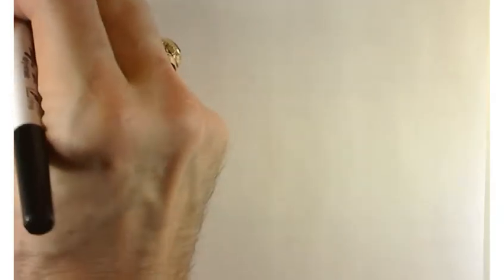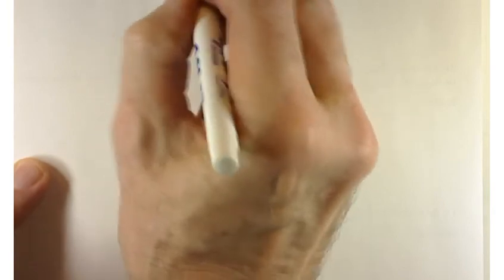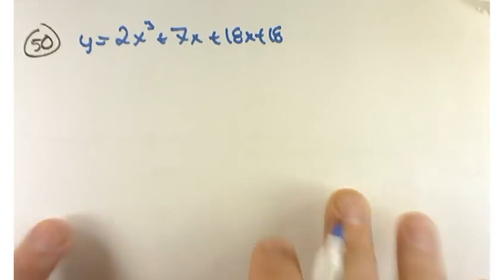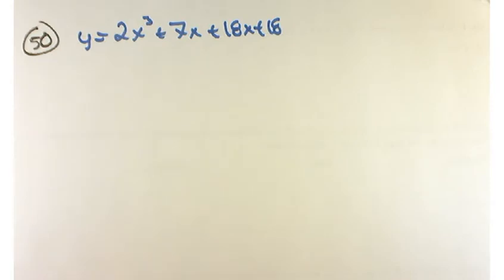Problem number 50. Problem number 50, we're going to put this together kind of like what you might see on an exam. Y equals 2x cubed plus 7x squared plus 18x plus 18. And we're going to start by working with the rational root theorem.